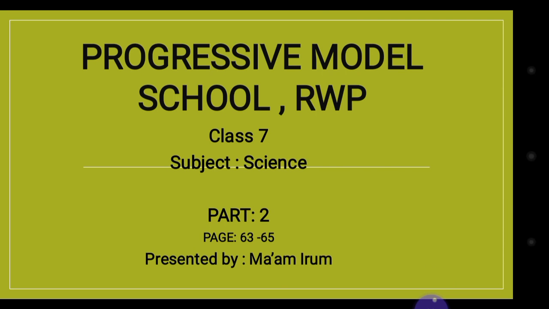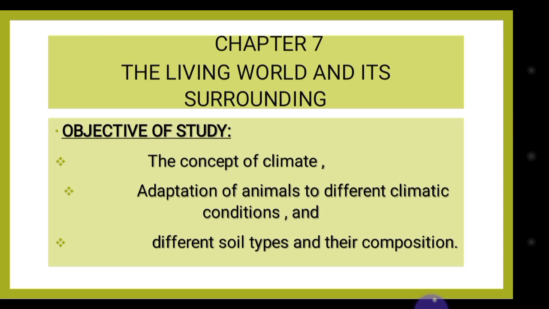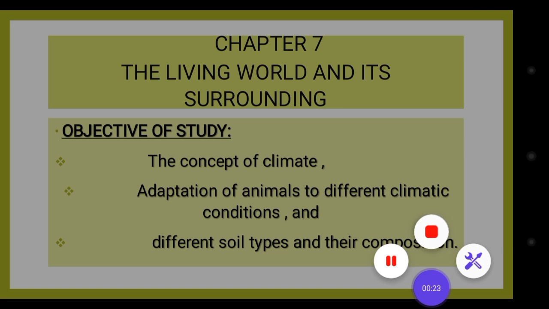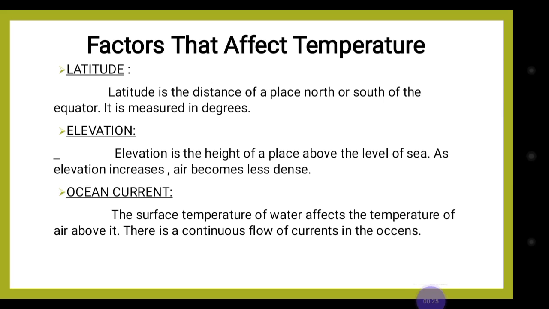This video is part number 2 of the same lesson, unit number 7, the living world and its surroundings. In this video we will also cover pages 63 to 65. In our previous video we discussed what climate is and what weather is. Now, the factors that affect the climate, temperature and rainfall, are also affected by different factors.